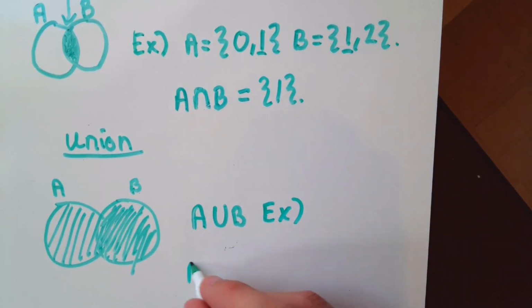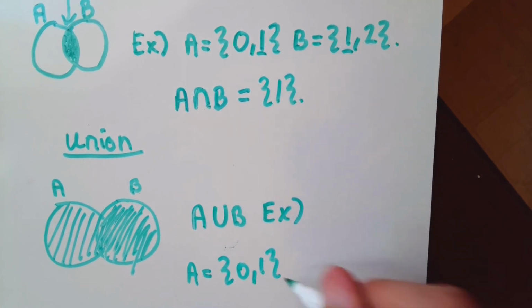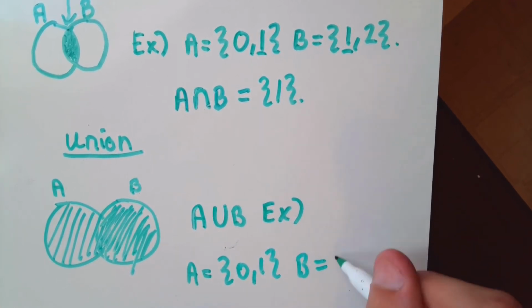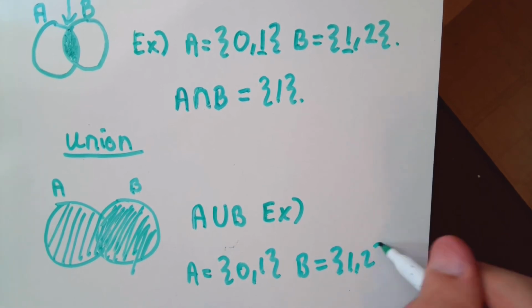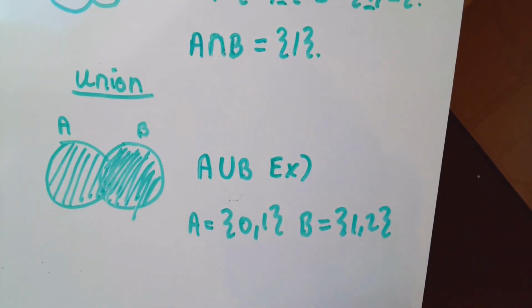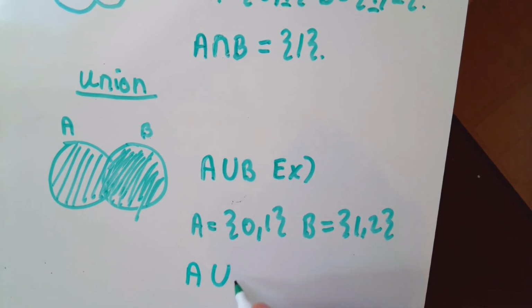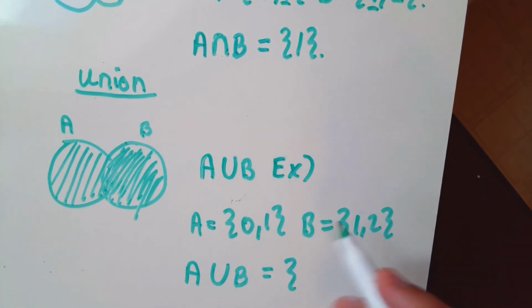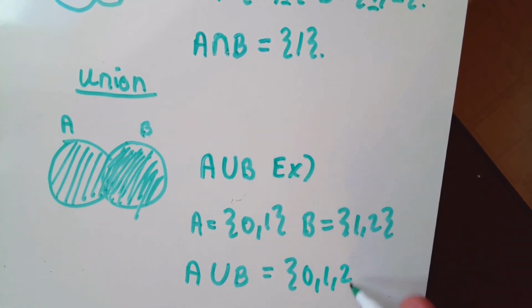Let's suppose that A is, actually here I'll just take the same example as above. Let's say A is the set 0, 1 and B is the set 1, 2. Then A union B just takes all of the elements from both and throws them all together. So we have to throw in 0, 1, and 2. Notice that we did not repeat 1.